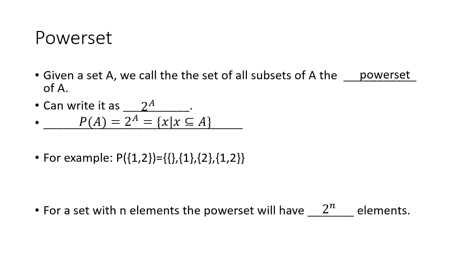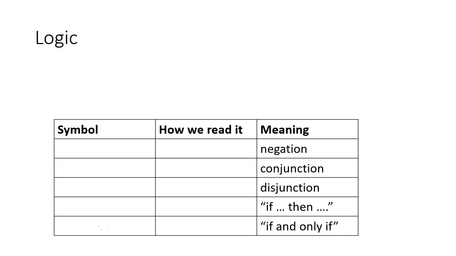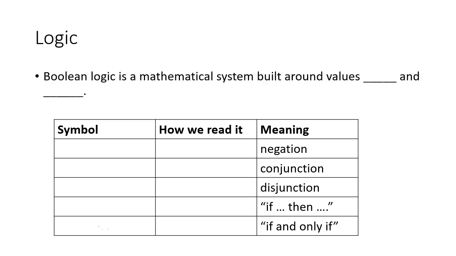Good. So moving on from sets, let's move on to talk about logic. So logic, for us, we're going to be thinking about Boolean logic. Boolean logic is a mathematical system which is built around values true and false, which you've likely seen in previous computer science classes or math classes. Now, there are some symbols associated to that kind of logic. So there's the first symbol, which is a not, and it's the negation. We saw that earlier when we saw the set complement.